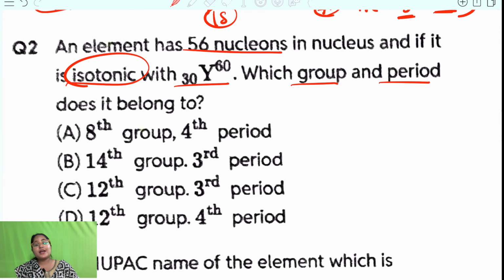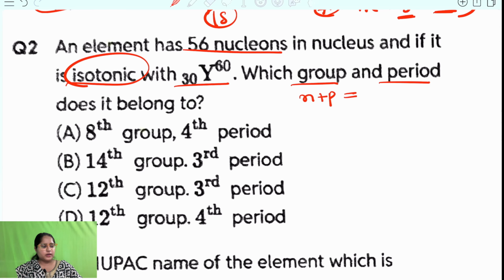They are talking about isotonic. Isotonic means the same number of neutrons. So an element that has 56 nucleons, so its neutron count is 56. Or nucleon is 56. So nucleon means neutron plus proton.